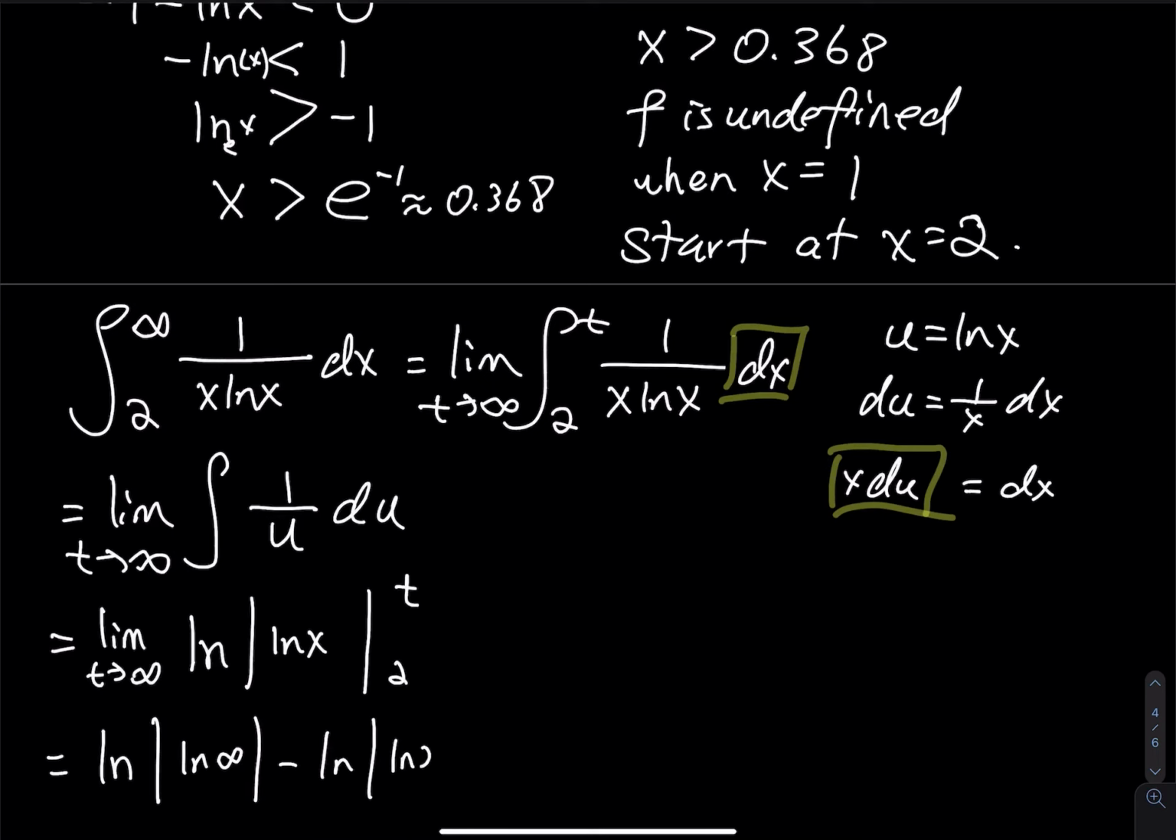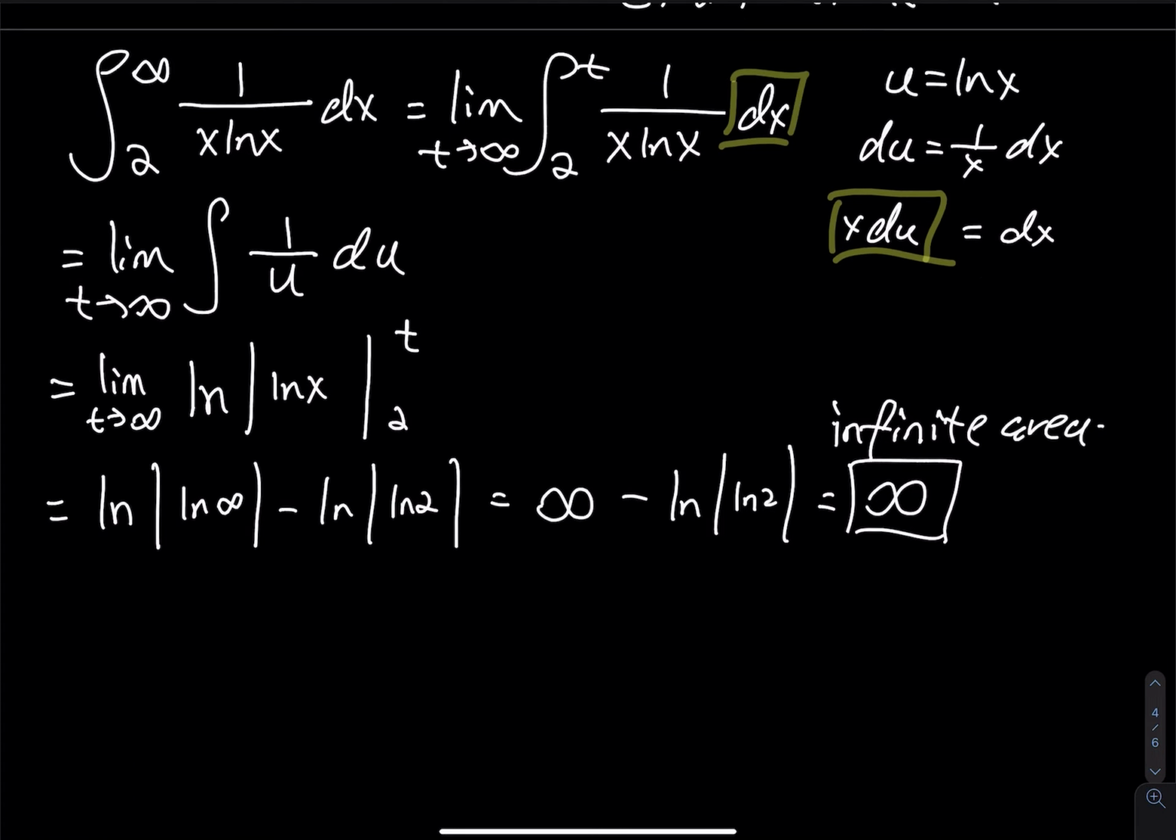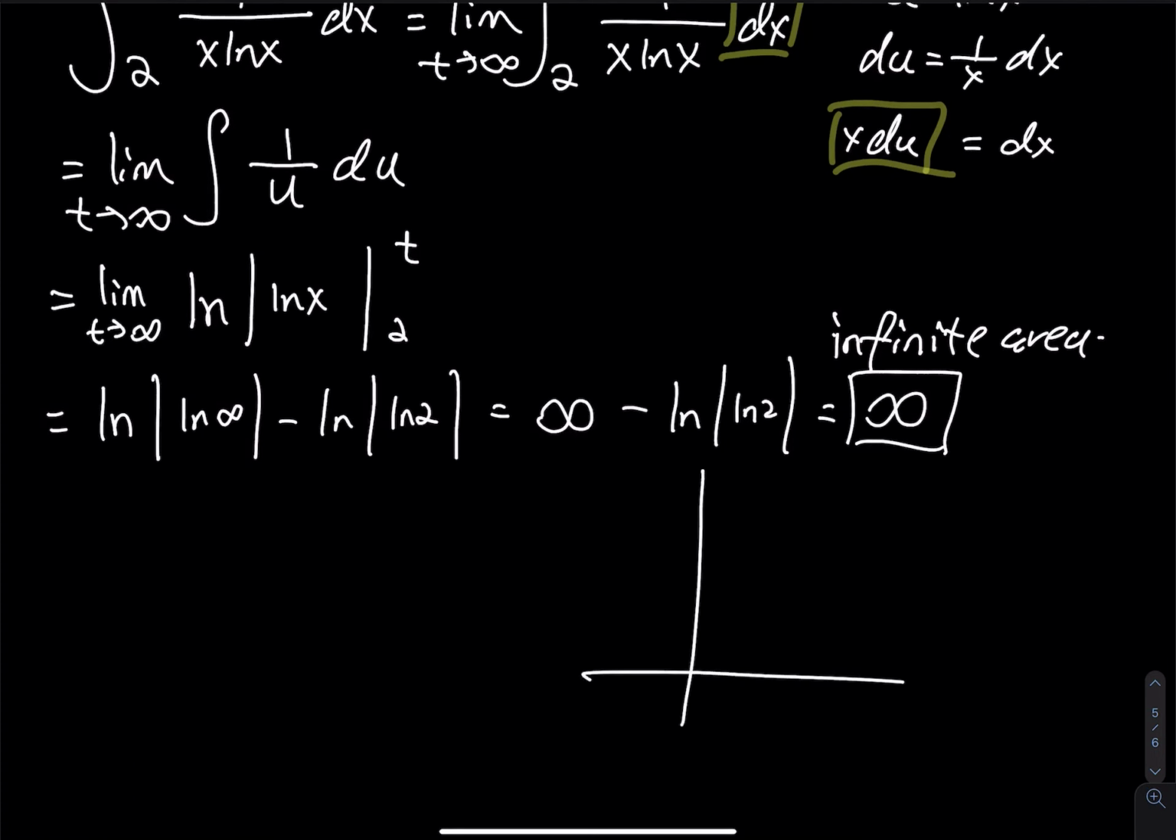So what do we have? We have infinity minus ln of ln 2, right? So that is just equal to infinity. That means the area is infinite. What is infinite area? So let's draw a graph real quick. So this is the graph, and then we have a function, and then the area from 2 to infinity, this area is infinite. So that means the area under the curve is infinity.